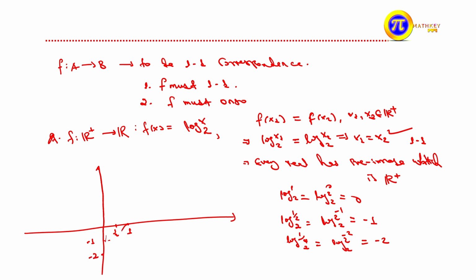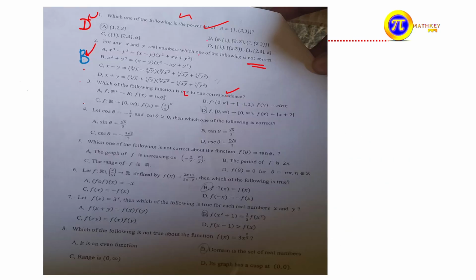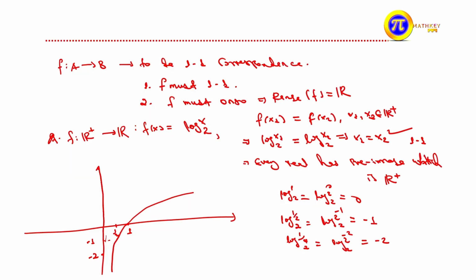So the graph looks like this. It shows that the range is all real numbers, but the domain is the positive real numbers. So onto means that the range of f must be the real numbers, and f is one-to-one, with the domain being the positive real numbers in our case. Yes, it satisfies both, so the correct answer for this one is a.